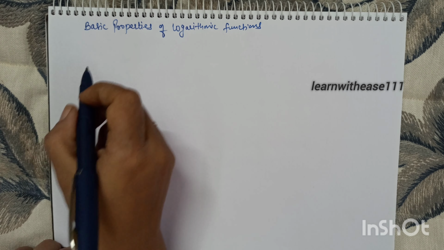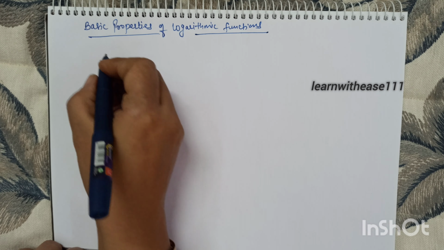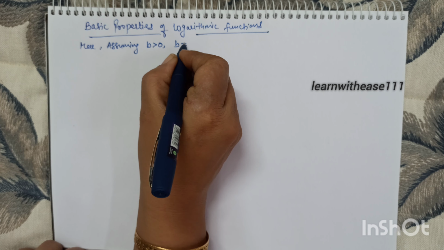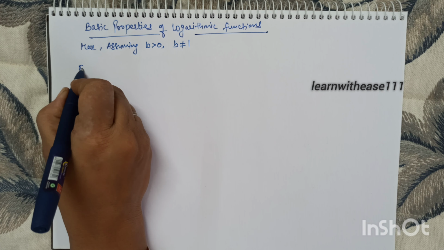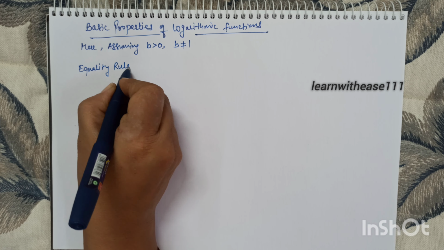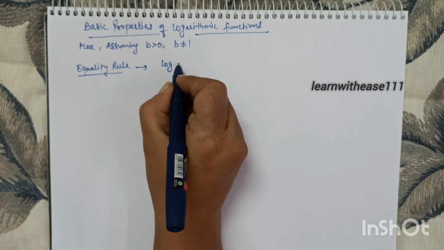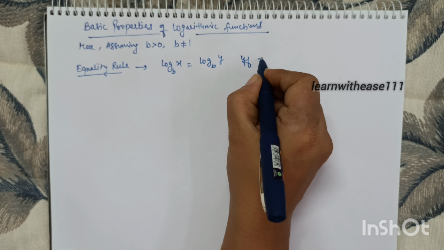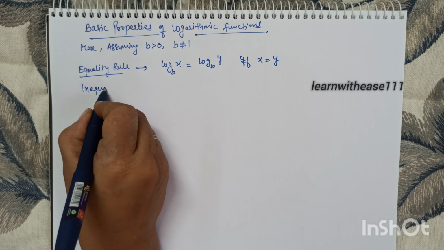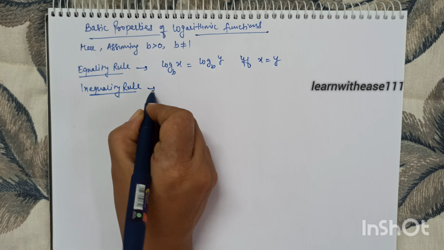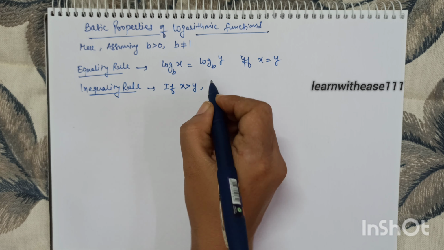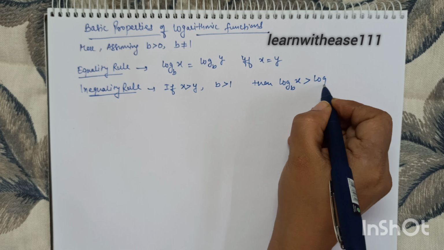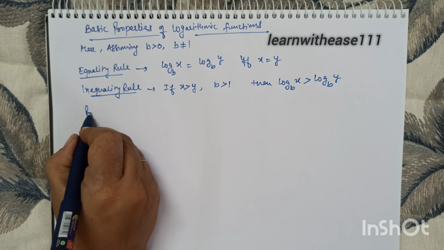The next is basic properties of logarithmic functions. Here for the properties we are assuming that b is positive and b can't be 1. The first one is the equality rule, which states that log of x base b is equal to log of y base b if and only if x is equal to y. Inequality rule: if x is greater than y and b is greater than 1, then log of x base b is always greater than log of y base b.